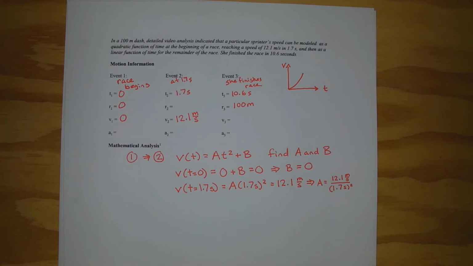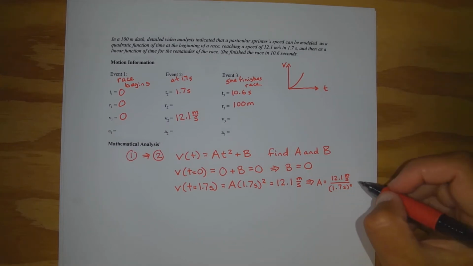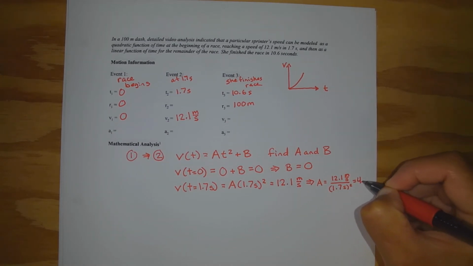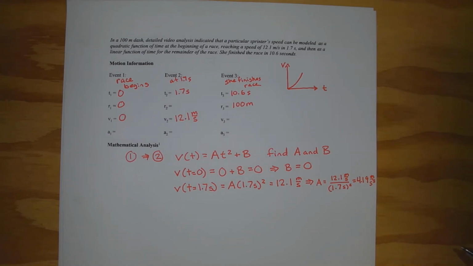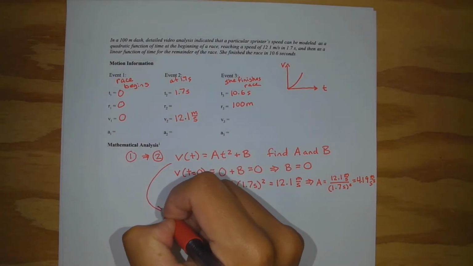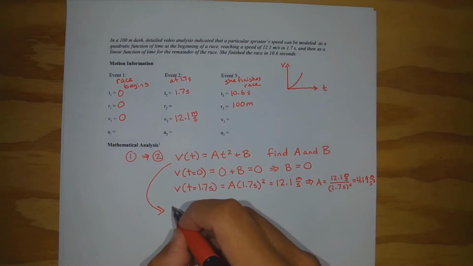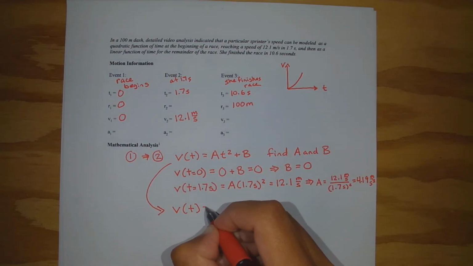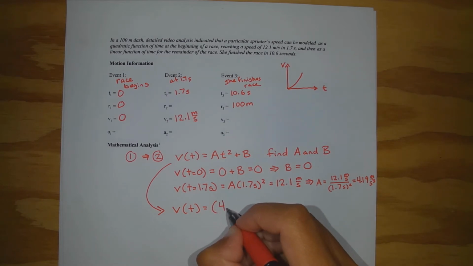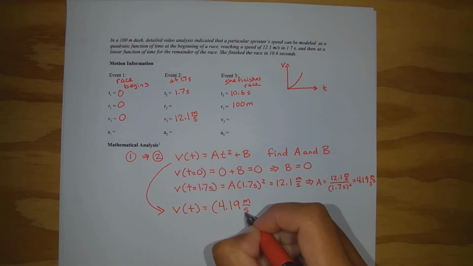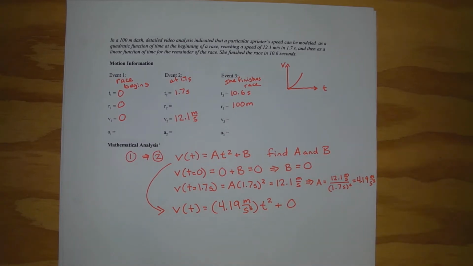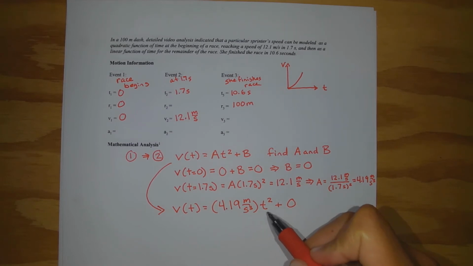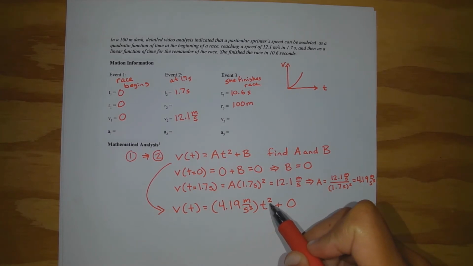And for that, I get 4.19 meters per second cubed. So now if I go back to my equation here and put in A and B, I have the velocity as a function of time is equal to 4.19 meters per second cubed times t squared plus 0 for B. Okay, so that when you put in time in seconds, you have seconds squared.